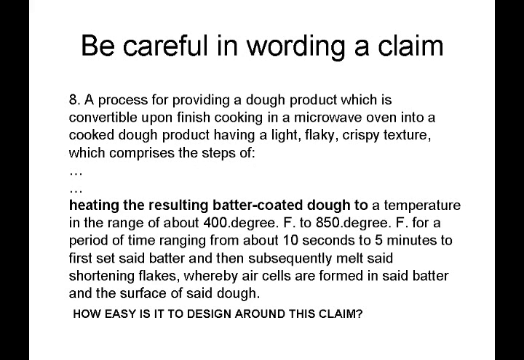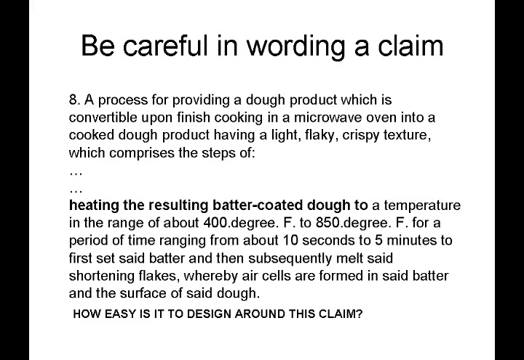So that said, let's take a look at a specific claim. This is a real patent claim from a real case. This particular claim involves a process for making bread in a commercial sense. So a commercial bakery has this process for providing a dough product, and so on. It's got all these steps in it that I've cut out, but the key thing I want you to focus on is the clause, heating the resulting batter-coated dough to a temperature in the range of about 400 degrees Fahrenheit to 850 degrees Fahrenheit for a period of time ranging from 10 seconds to 5 minutes.